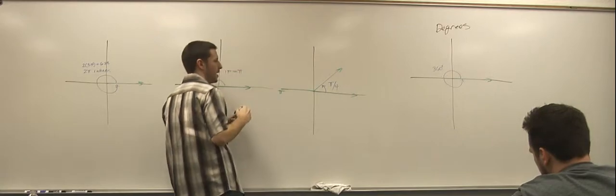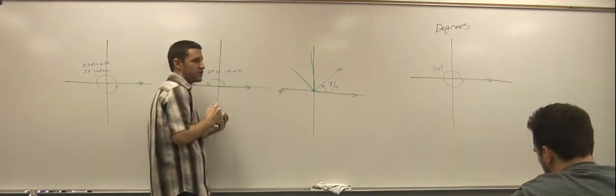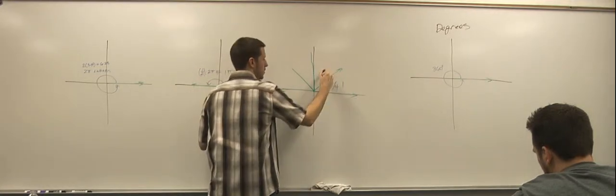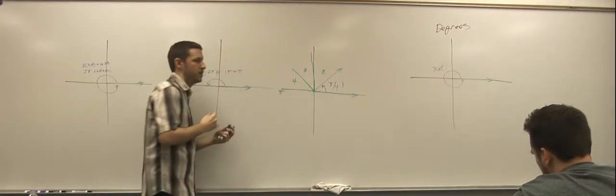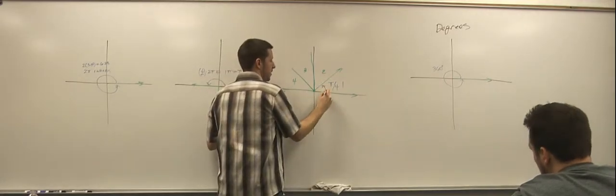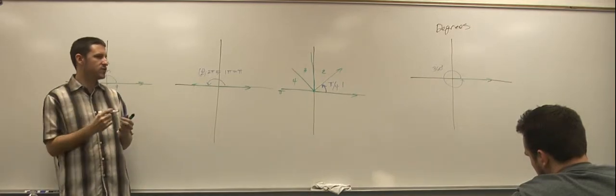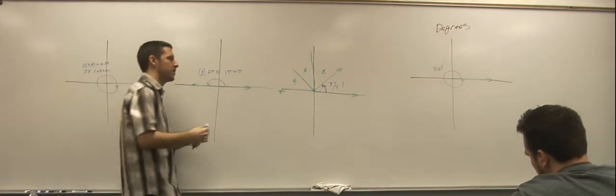this is pi. I have cut that pi into 4 equal sectors. 1, 2, 3, 4. And this particular angle right here rotates through one of those sectors, so it's 1 pi over 4.